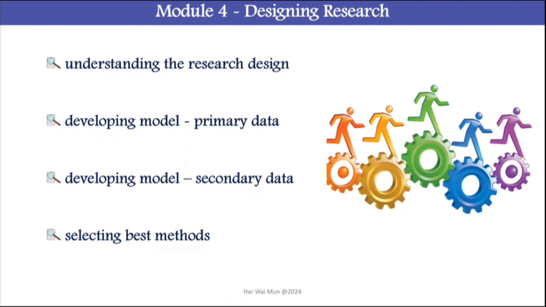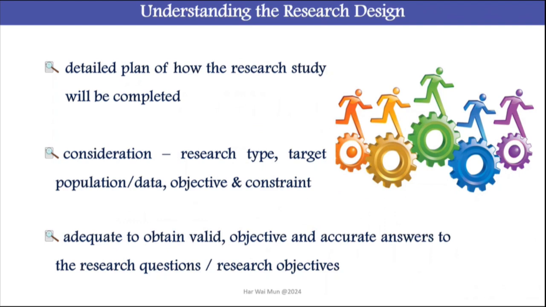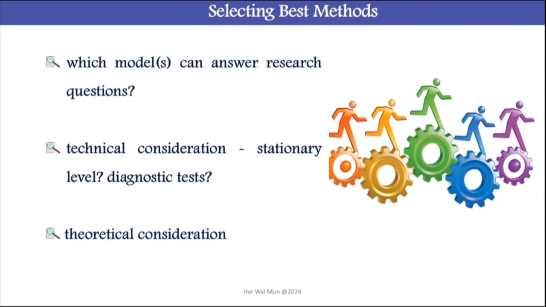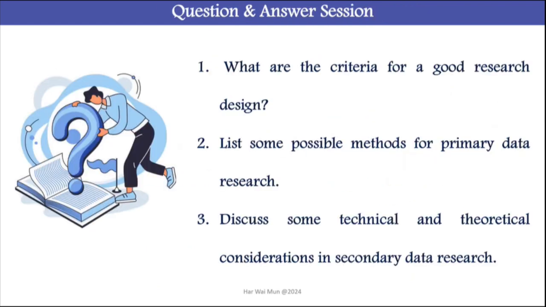But just remember, a method that can solve your research problem is good. It's like the saying that any cat that can catch the mouse is a good cat. You don't care what cat it is, big or small, or what color. As long as it can catch the mouse, it's a good cat. As long as your method can answer your research objective, then it's a good model. Okay. So detail the plan. Of course, you consider your scope, right? All these things: dynamic, what type of regression you do, secondary data, theoretical consideration, technical consideration. Okay.